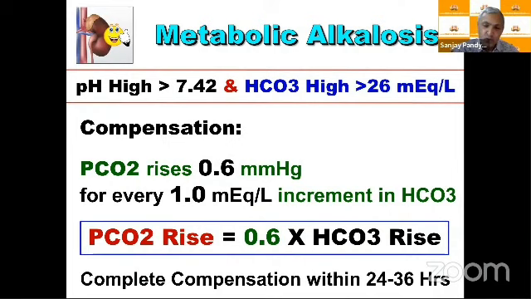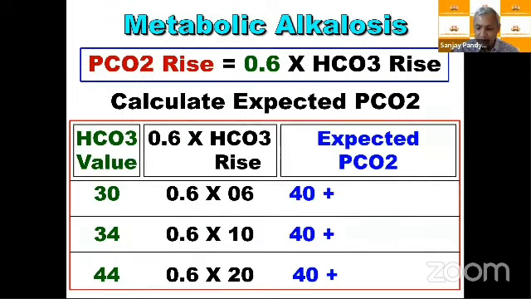I request all of you to speak loudly. PCO2 rise is equal to 0.6 into bicarbonate rise, for every 1 milli. So this is the simple thing, and complete compensation occurs within 24 to 36 hours.